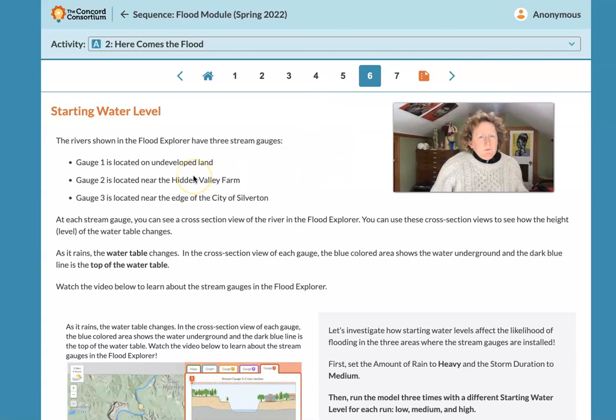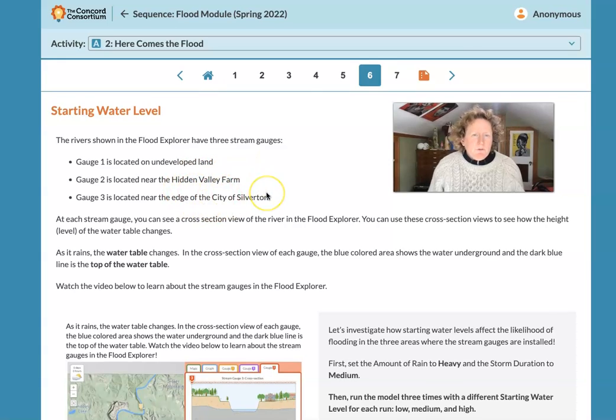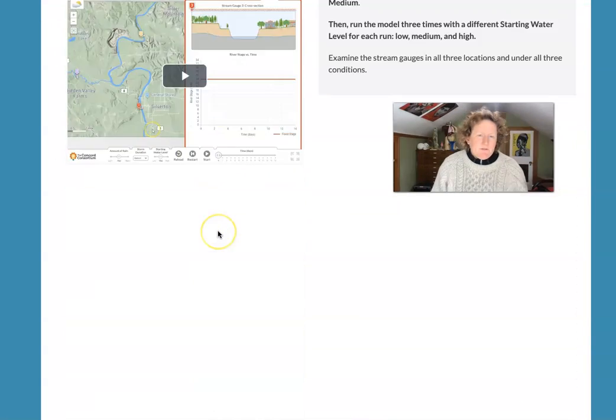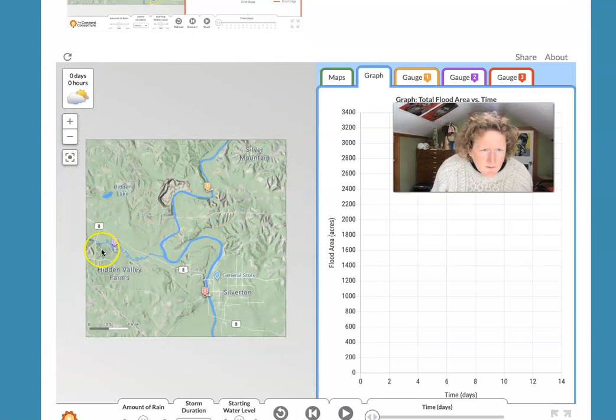All right, the rivers shown in the Flood Explorer have 3 stream gauges. Gauge 1 is shown on undeveloped land. Gauge 2 is shown near Hidden Valley Farm. We'll take a look at these in a bit. Gauge 3 is located near the edge of Silverton. So here's 1, 2, and 3, and they have tabs here, 1, 2, and 3.